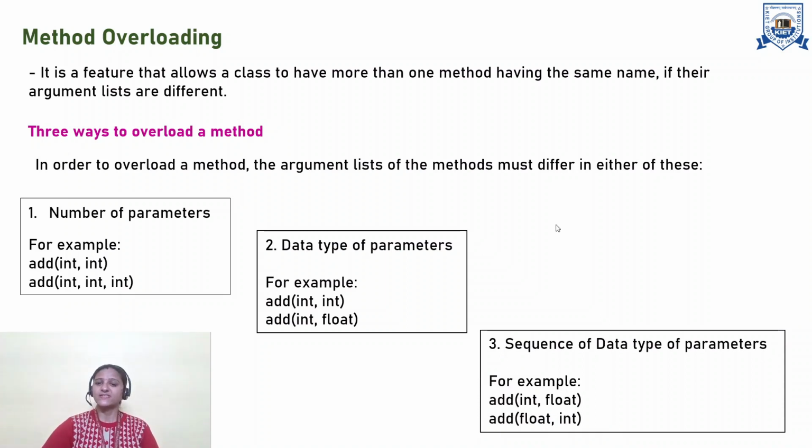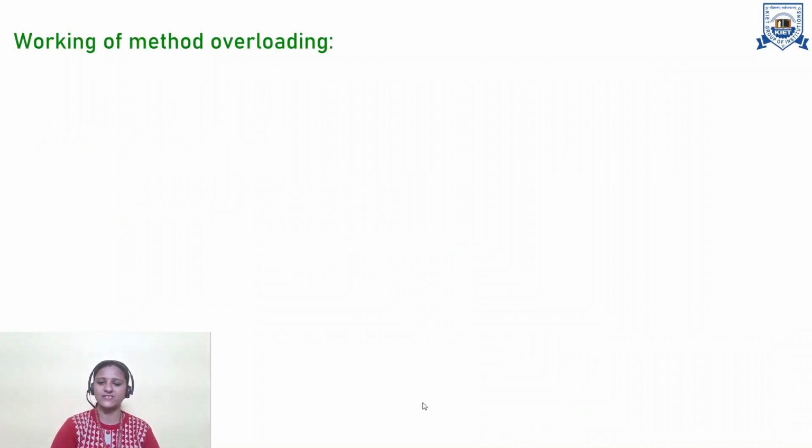The next one is the sequence of data types. Again, we want to keep the same name. The number of arguments we want to pass is only two, and in this case, one is int, one is float. For this, we will change the sequence. Here first is int, then float. In the next one, we can give first float and then int. So this way it is possible.